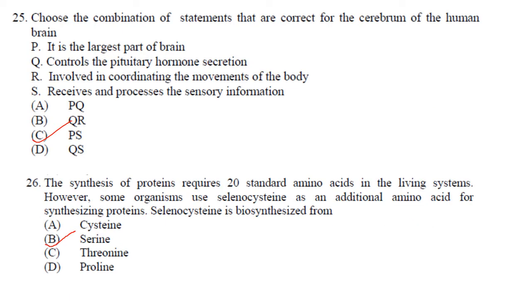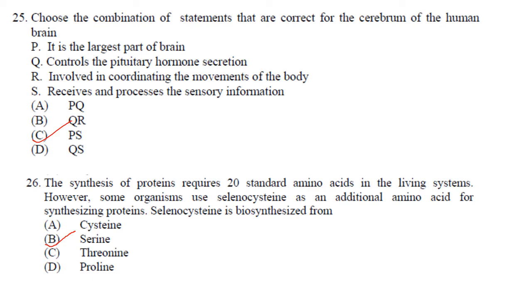Next one. Choose the combination of statements that are correct for the cerebrum of the human brain. P. It is the largest part of the brain. Q. Controls the pituitary hormone secretion. No. R. Involved in coordinating the movements of the body. No. S. Receives and processes the sensory information. True. So answer is P and S are correct. That is, it is the largest part of the brain and receives and processes the sensory information.